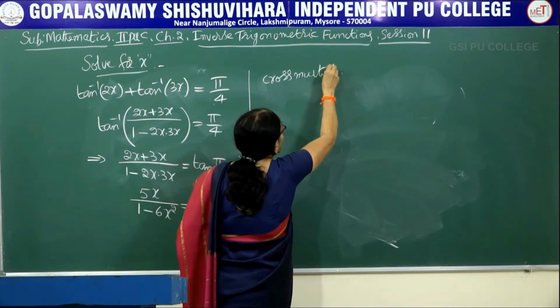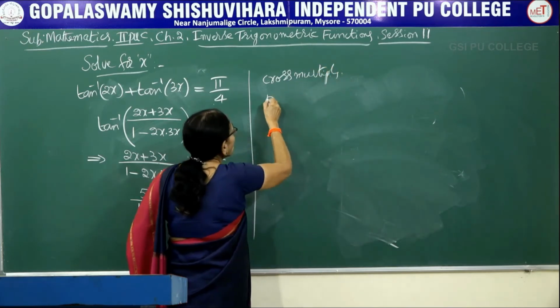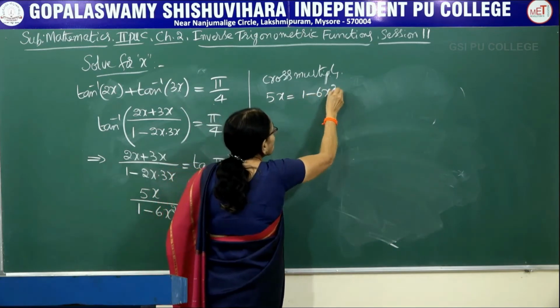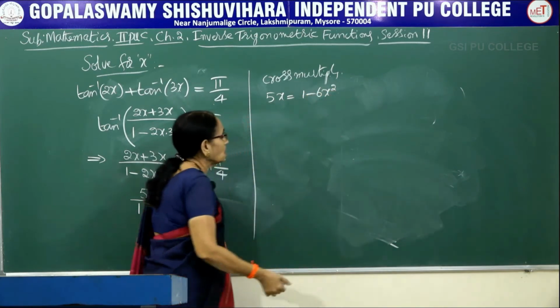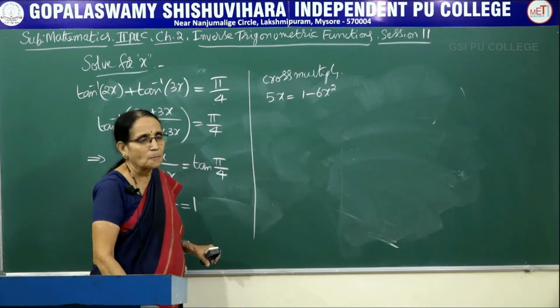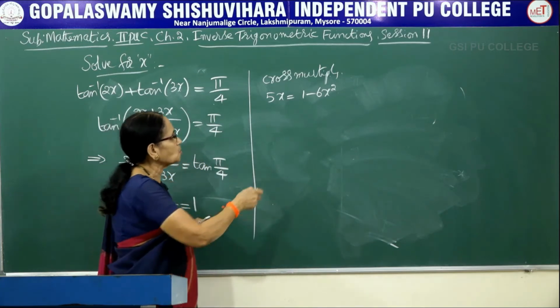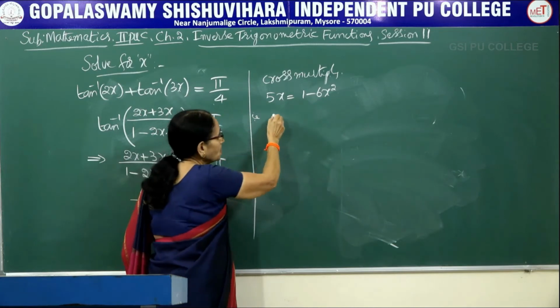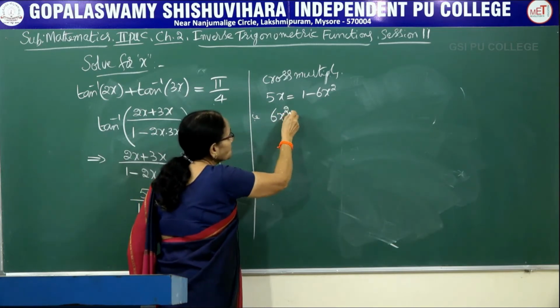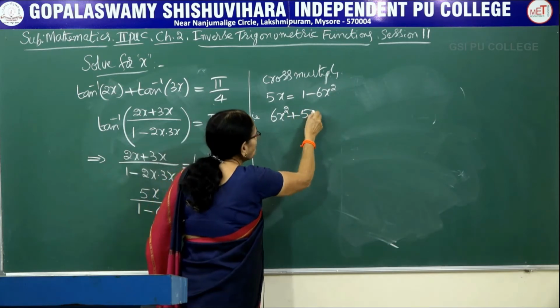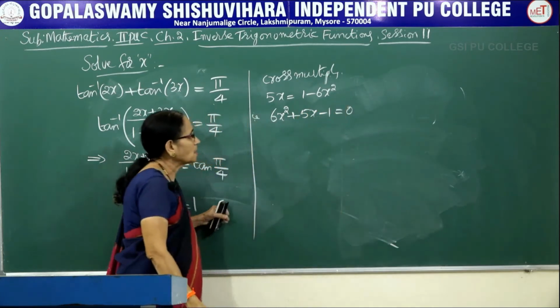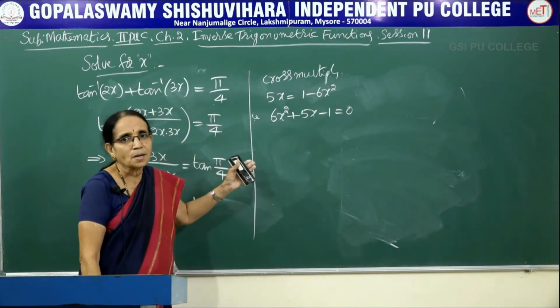Let us cross multiply. We have 5x equal to 1 minus 6x square into 1, that would be 1 minus 6x square. Now let me take all the terms to one side only. Shifting them to the left hand side, they change their signs. 6x square plus 5x minus 1 equal to 0. Clearly you can see that it is a quadratic equation.